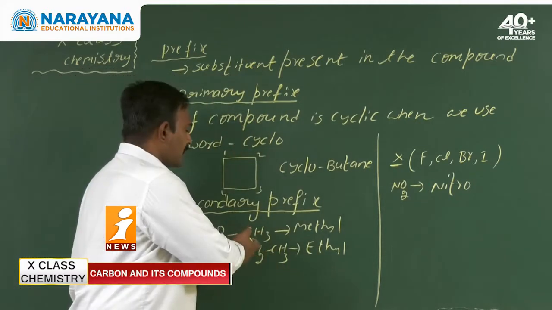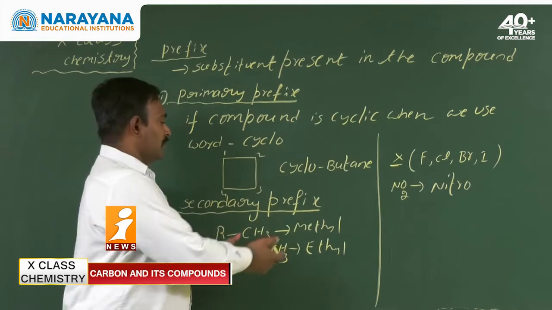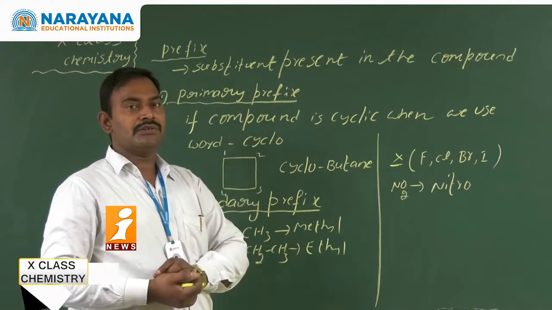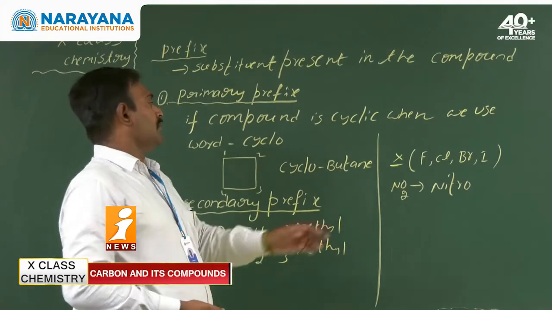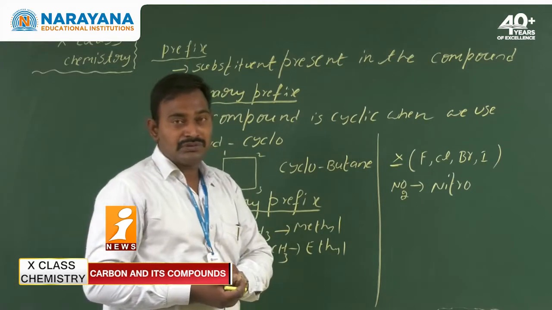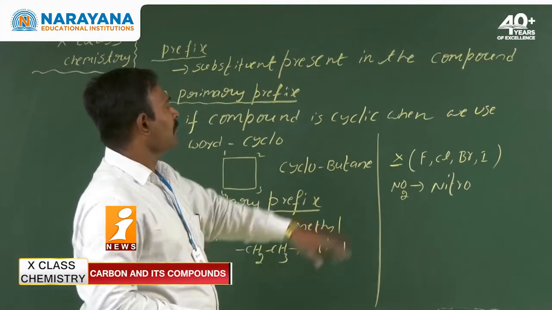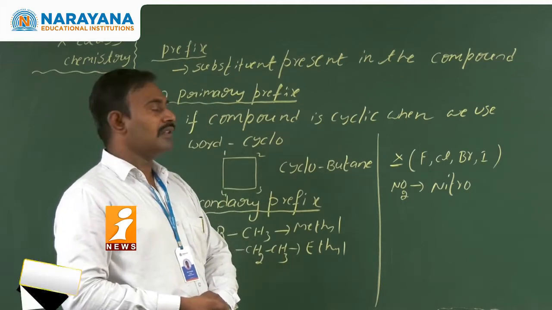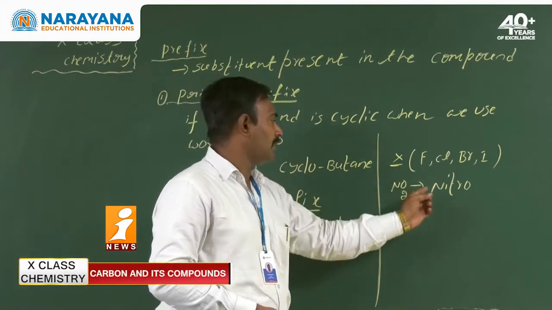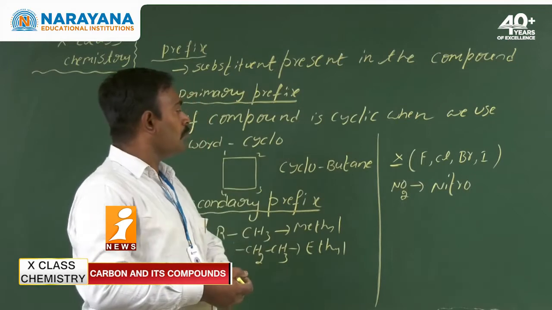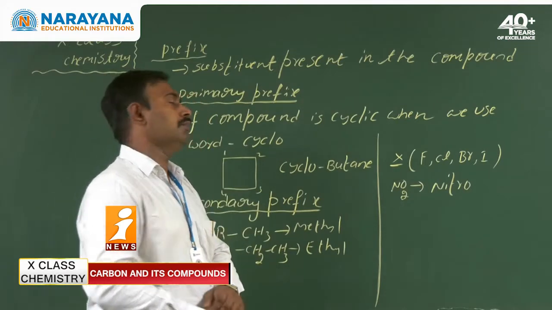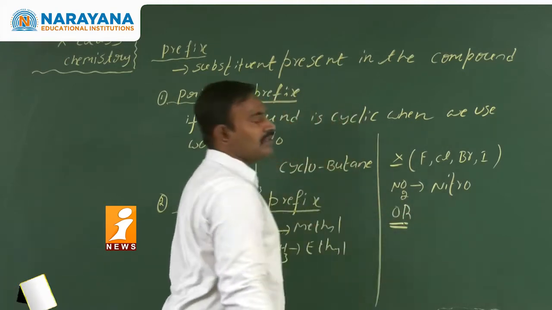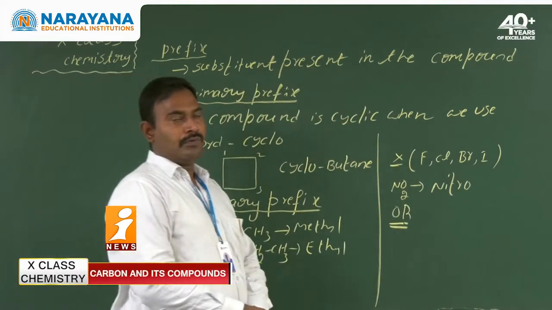If alkyl groups are present, then we can add the name. Suppose CH3 group is present, methyl; CH2CH3, ethyl; next one, CH2CH2CH3, propyl, like that. If any halo groups are present, fluoro, chloro, bromo, iodo, based on the type of halogen atom. NO2 group present, nitro group. Similarly, OR means alkoxy group.